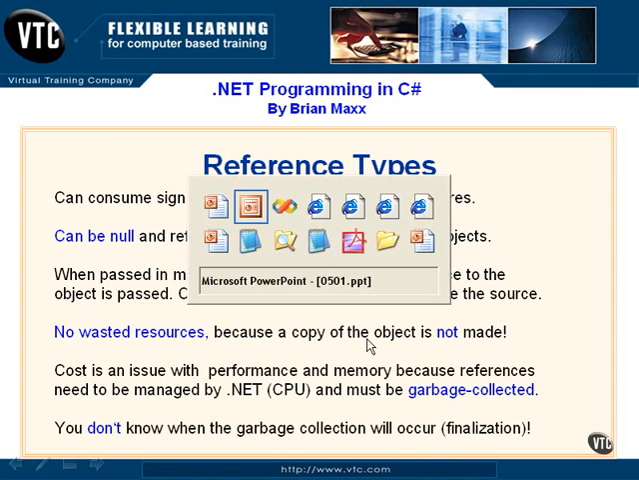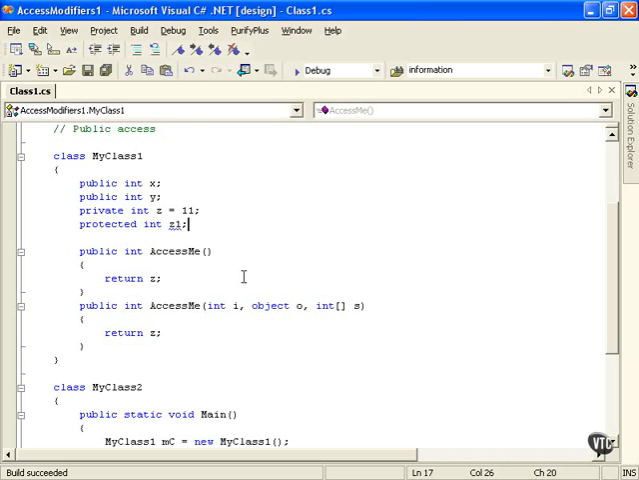So we'll just take a peek into Visual Studio .NET, and I'll just show you a method call here that is passing by value and then passing by reference. We have an array of integers, an object. These are passed by reference, and then an integer passed by value. We'll talk more about this as we move forward.